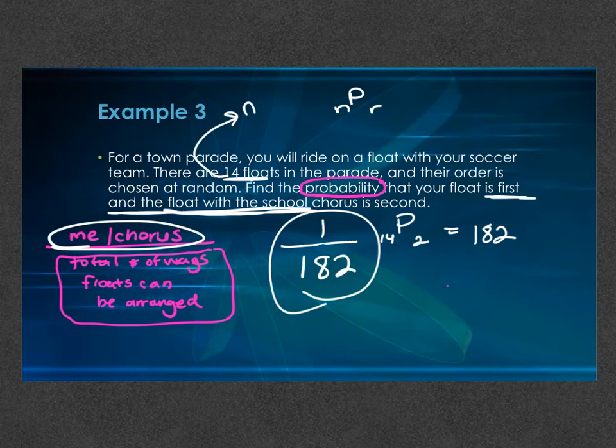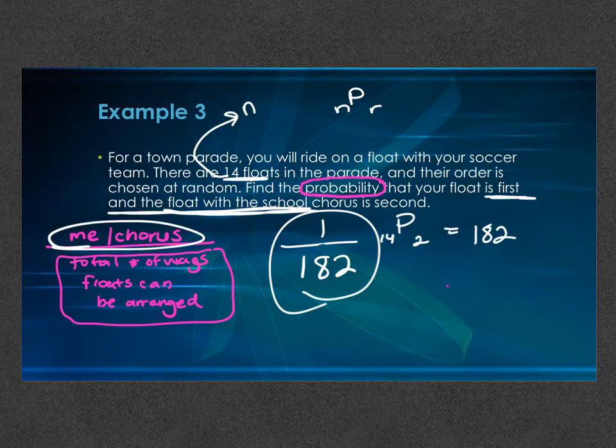That's different. If it says what's the probability of you coming in first, your best friend coming in second, and your sister coming in third, that's going to be 1 out of the total number where it would be P and R is now 3. Does that make sense? If the order is specific, you're going to do it this way.